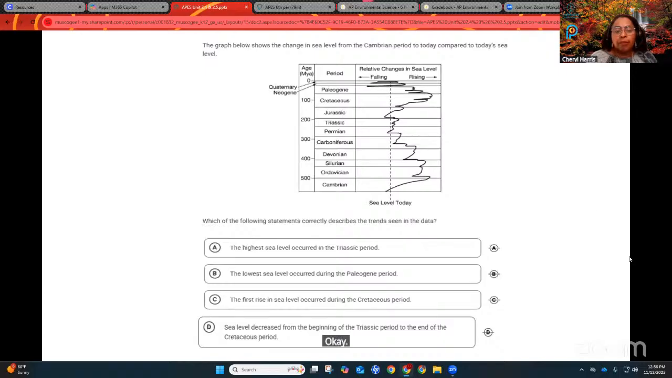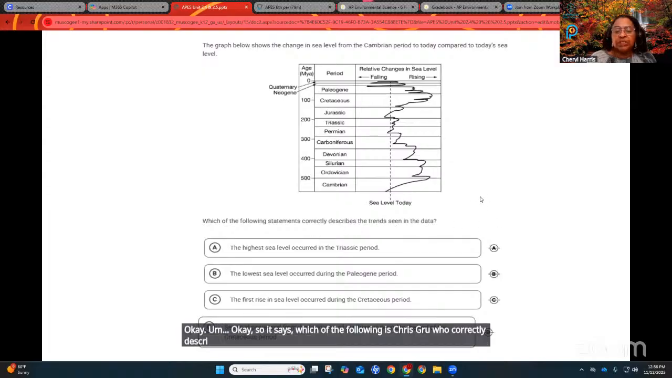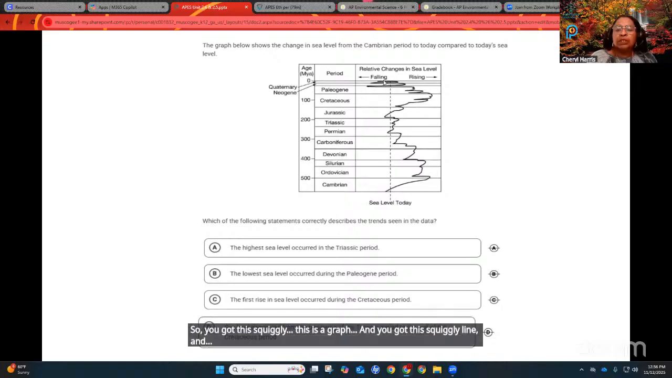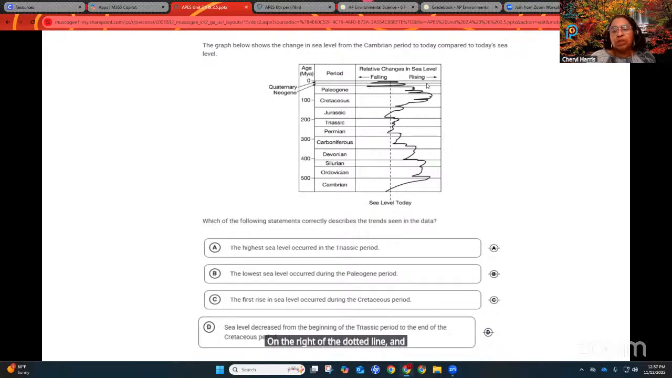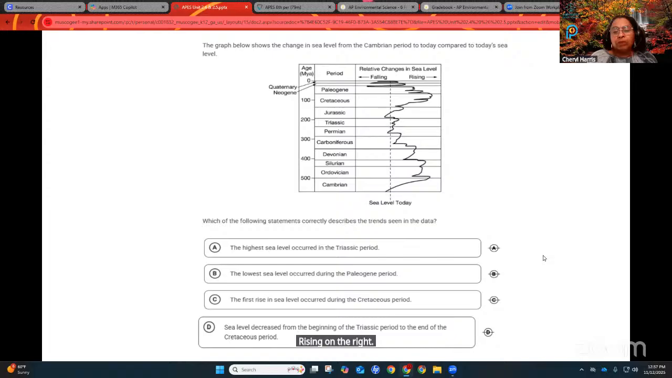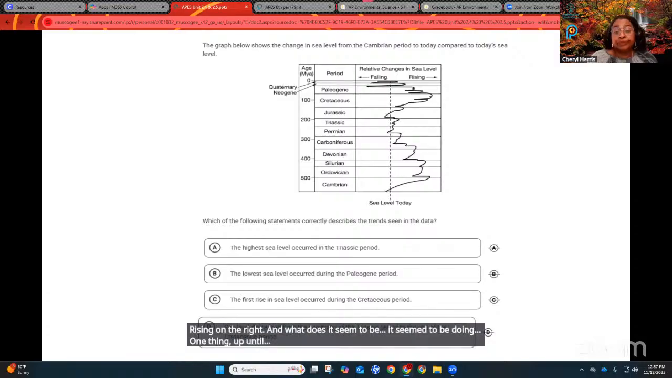Okay. It says, which of the following correctly describes the trend seen in the data. So you've got this graph with a squiggly line, and you've got falling sea levels on the left of the dotted line and rising sea levels on the right. What does it seem to be doing? It seemed to be doing one thing up until recently. Now what is it doing?